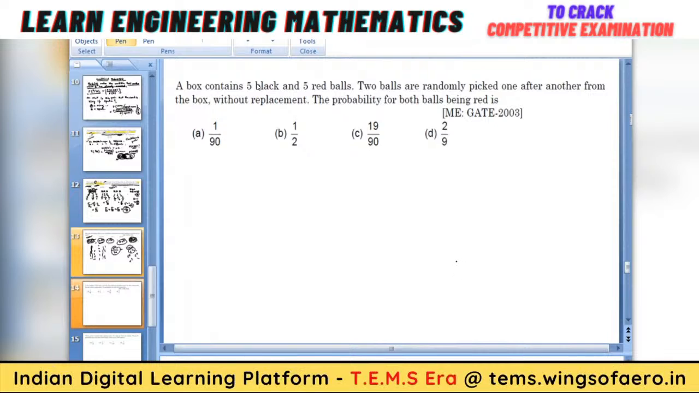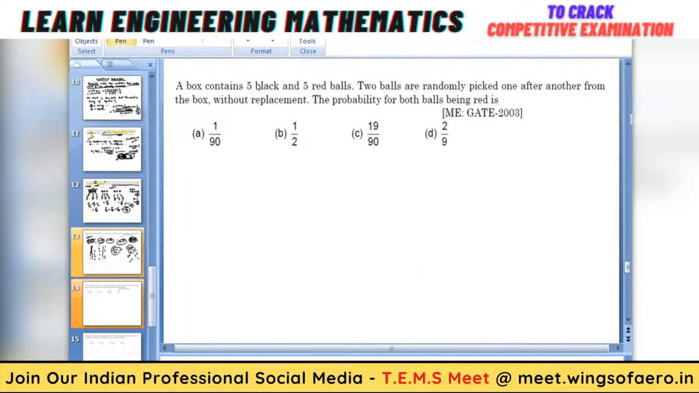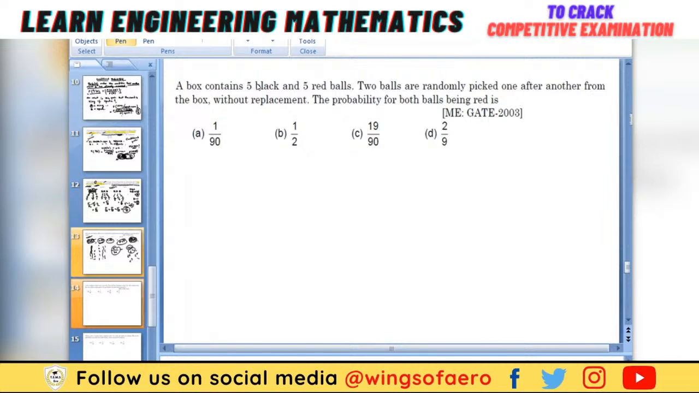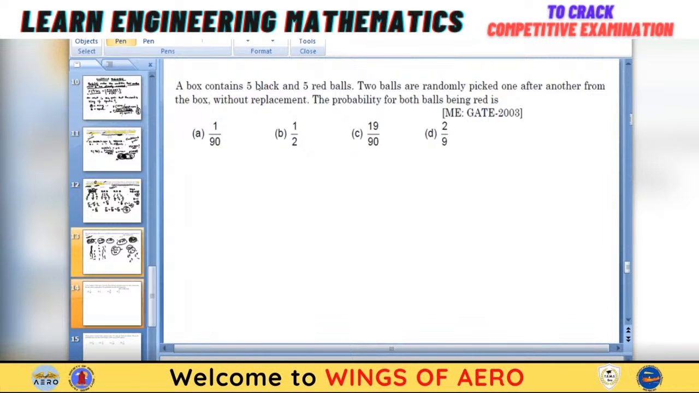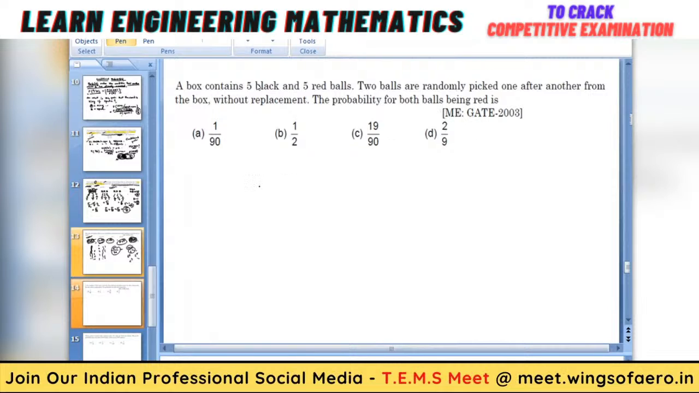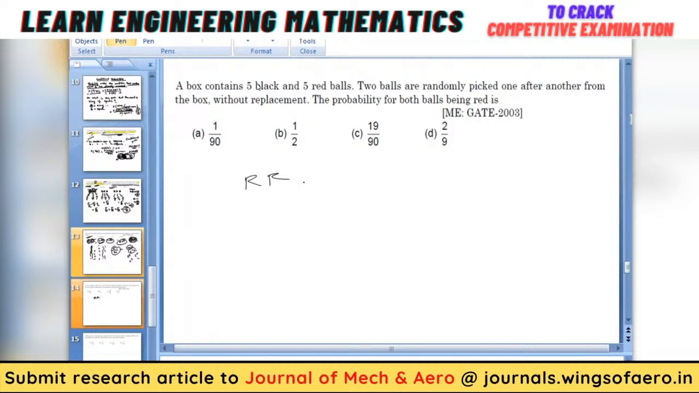Mohit says D. Anyone else? This is just like the previous question, the box question, black and red balls question. Okay, so it is very easy. First of all, what is the probability that both balls are red? It is red and red without replacement.